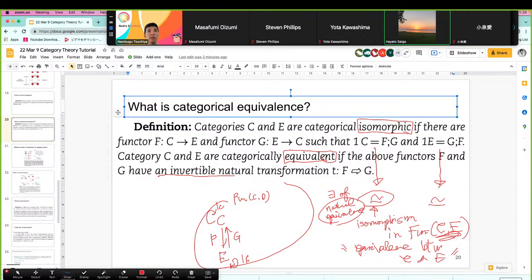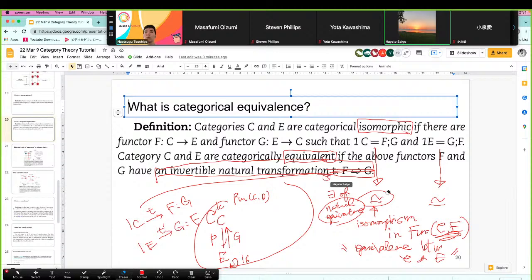Maybe we need to define this. What is this invertible natural transformation? So when this functor F and G is invertible, it doesn't require this to be equal, but it's loosened into this equivalent. I think that it is a misprint that 1C, 1C2, F then G, and G, 1E, 2G, then F, maybe T and T prime, or natural transformations, T and T prime, yes.